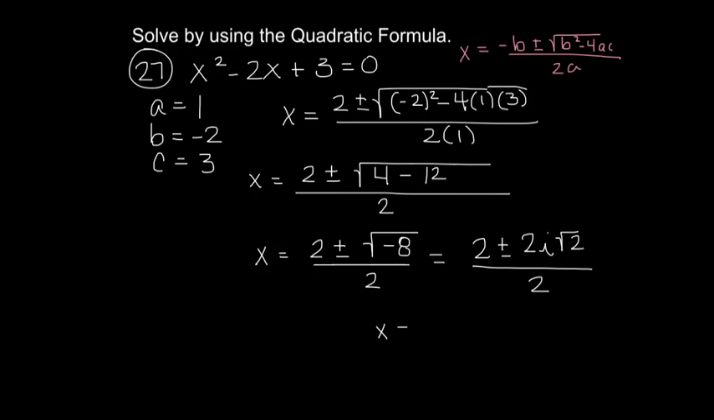And finally, just like last time, if I divide every one of these terms by 2, that leaves me with 1 plus or minus i square roots of 2 all over 2.